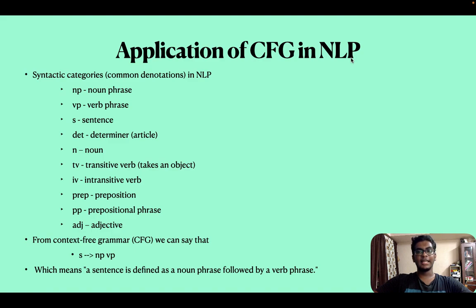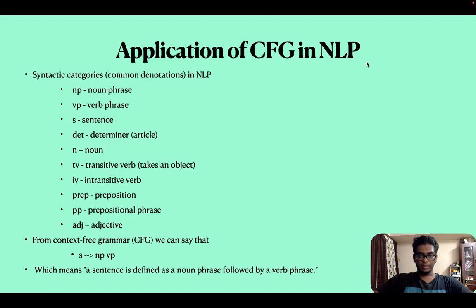Application of CFG in NLP. Syntactic categories of NLP are NP, which is noun phrase; VP, which is verb phrase; S, which is sentence; DET, which is determiner or article; N, which is noun; TV, which is transitive verb, which takes an object; IV, which is intransitive verb; PREP, which is preposition; PP, which is prepositional phrase; ADJ, which is adjective.